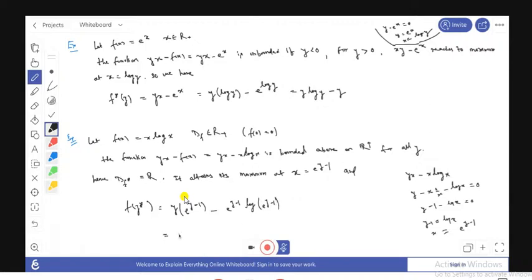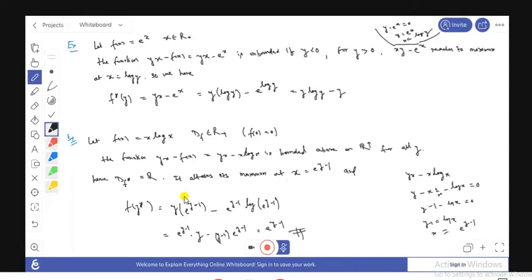So this term is e to the power y minus 1 into y, minus, log of e to the power y minus 1 becomes y minus 1, times the exponential of y minus 1. So the exponential of y minus 1 cancels out, and this becomes e to the power y minus 1. So this is the conjugate function for x log x. Okay, so similarly you can find the conjugate function for any given function.